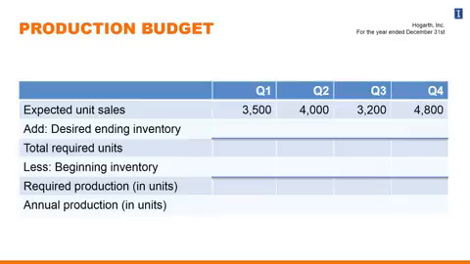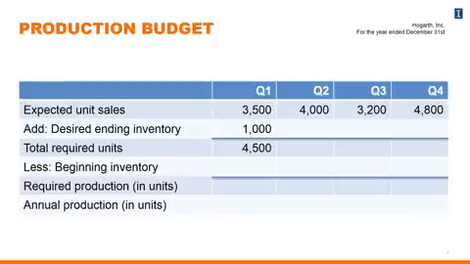So looking at Hogarth's production budget, we start with expected unit sales. For quarter 1, we expect to sell 3,500 units. For quarter 2, we expect to sell 4,000 units. And quarter 3 and quarter 4 have their projections. This was created in the sales budget in the previous slide.